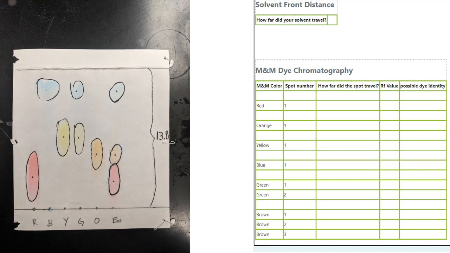Okay, now that you have everything circled and ready to measure, the first thing you are going to measure is the solvent front, and you will put that value here. The way you're going to measure that is you're going to put your ruler's 0 mark on the line that you started from right here, and you will measure how far your line that you drew is. You can see in my case it was 13.8 centimeters, so I would write 13.8 there in that box.